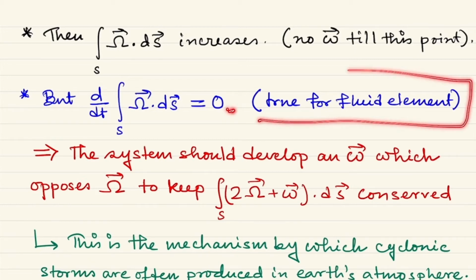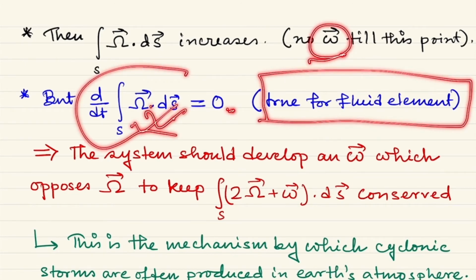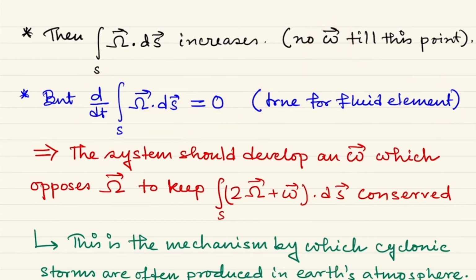And that is true for the fluid element, right? Because at that point there is no small omega. So this should satisfy the frozen-in theorem. And if this is true, then the system should develop some small omega, so that the small omega practically opposes this capital omega, to keep this integral of (2 capital omega plus small omega) dot ds over s conserved along the trajectory of a fluid element in time.